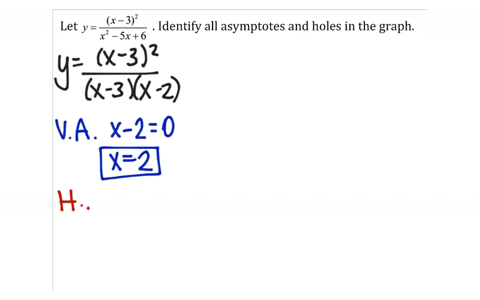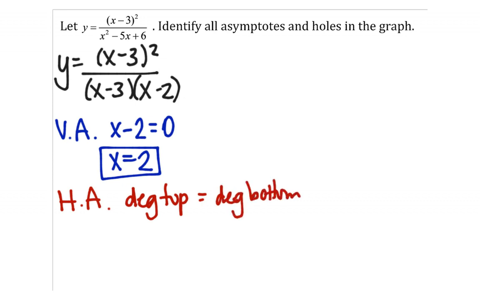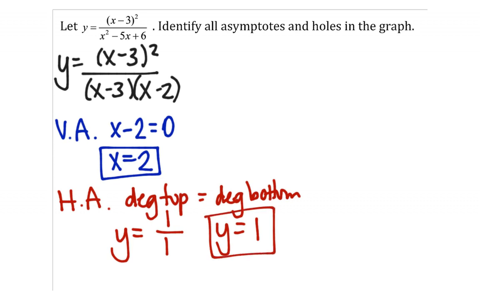For horizontal asymptotes, if I multiply out the numerator, I will have x squared. So the degree of the top is 2. The degree of the bottom, already given to us, is also 2. So once again, my degrees are equal. So we have y is equal to 1x squared over 1x squared, simplified is y equals 1.